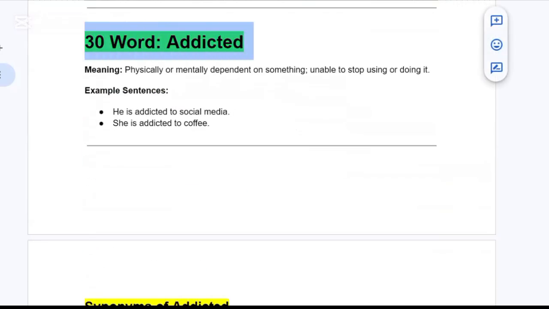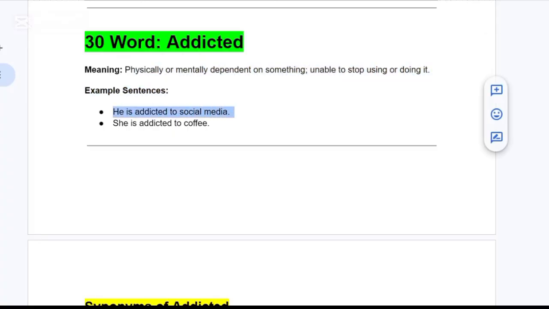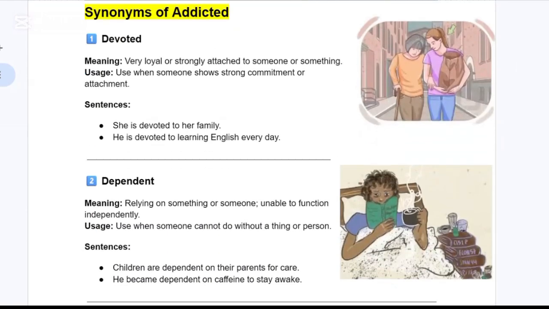The 30th word: addicted. Addicted is physically or mentally dependent on something, unable to stop using or doing it. For example, he is addicted to social media, she is addicted to coffee or caffeine.